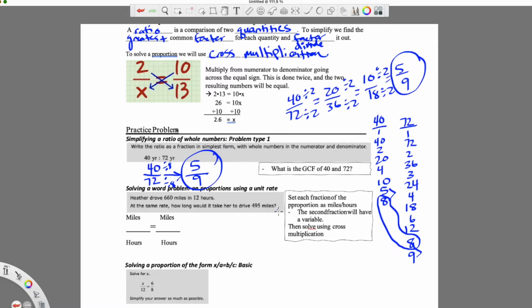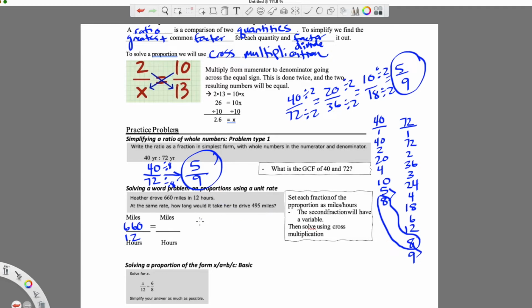All right, so we're going to set each fraction of the proportion as miles per hour. So I have miles and hours. They told us she went 660 miles in 12 hours. That's my first part, my first fraction, my first ratio. And then the second part says how long it would take her to drive 495 miles.